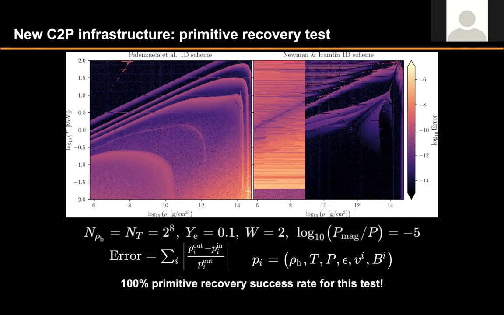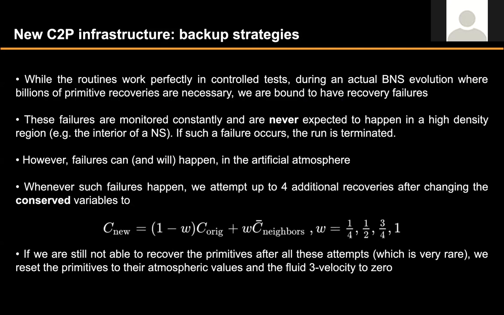And what we're showing here is the comparison between the relative errors of these primitives, and the results are pretty good. While the success rate of that test is 100%, we didn't find any failure there. These failures do occur during a binary neutron star evolution. And of course, these are constantly monitored. And if a failure occurs inside a neutron star, that's something that we would never allow, and the run is terminated immediately. However, they do happen in the artificial atmosphere of the code.